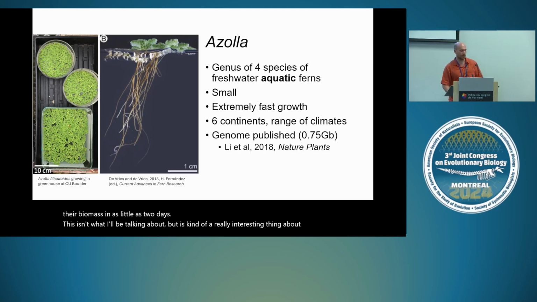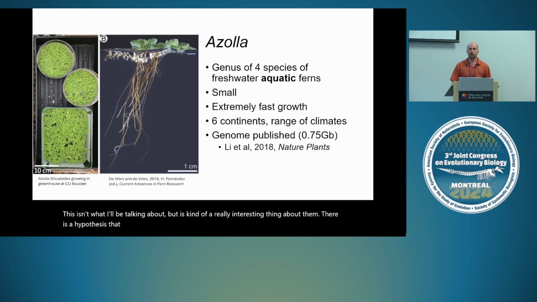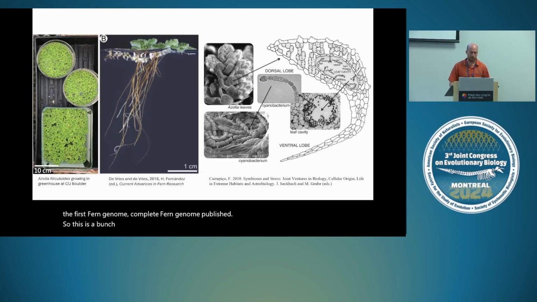There's a hypothesis that seasonal azola blooms about 50 million years ago may have been drawing down so much carbon dioxide from the atmosphere as to affect global climate, because they grow so fast. They have a really broad geographic distribution, and the azola genome was the first complete fern genome published. So this is a bunch of cool stuff, but what is the coolest to me about this system, and what I'll be talking about, is the symbiosis that it hosts.